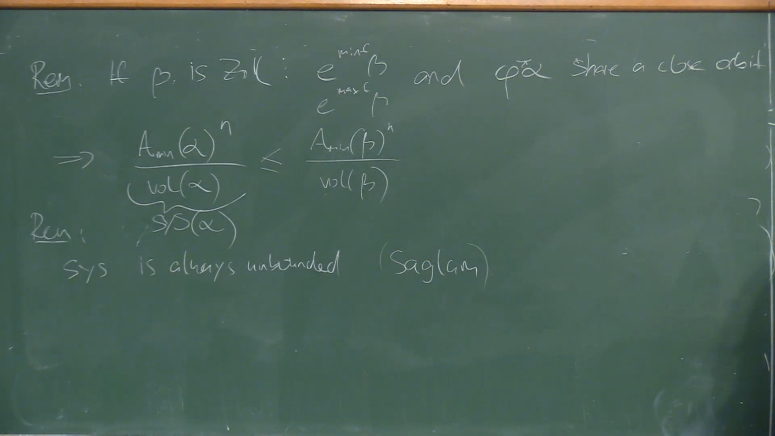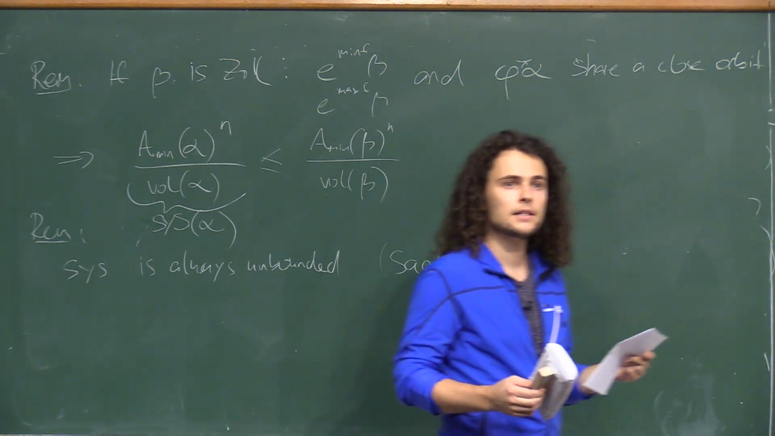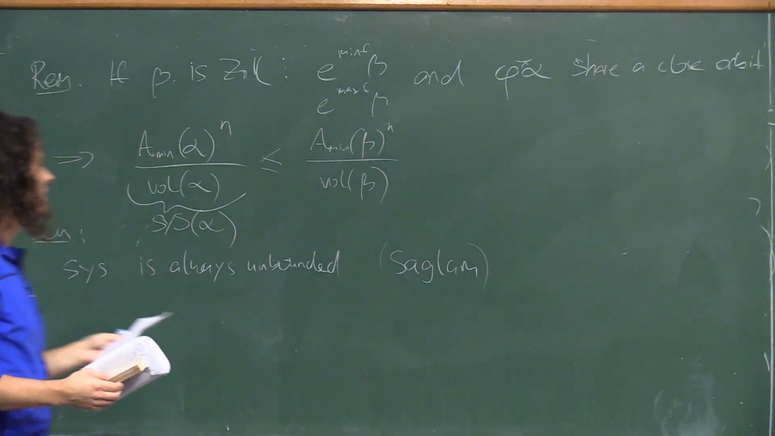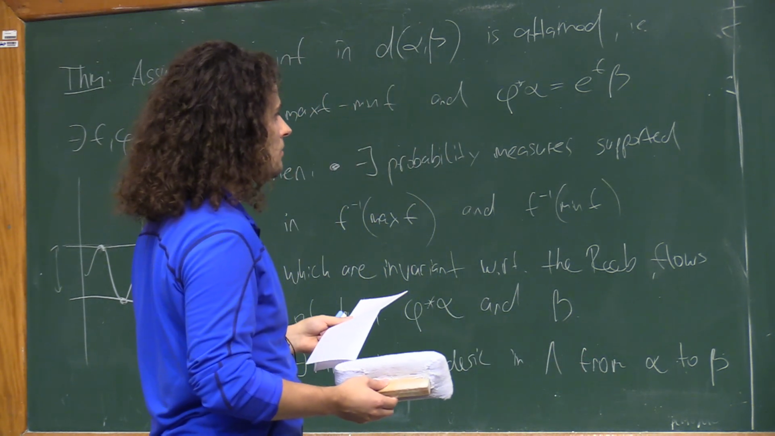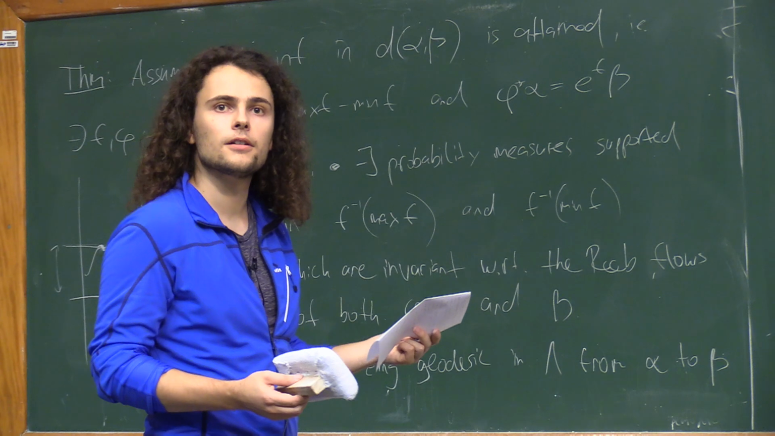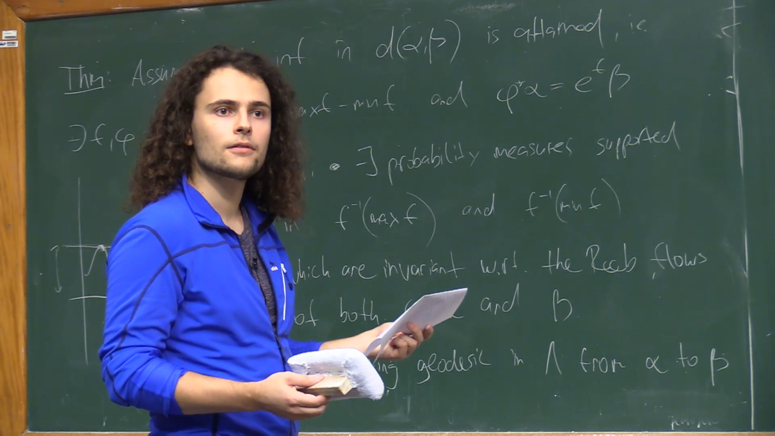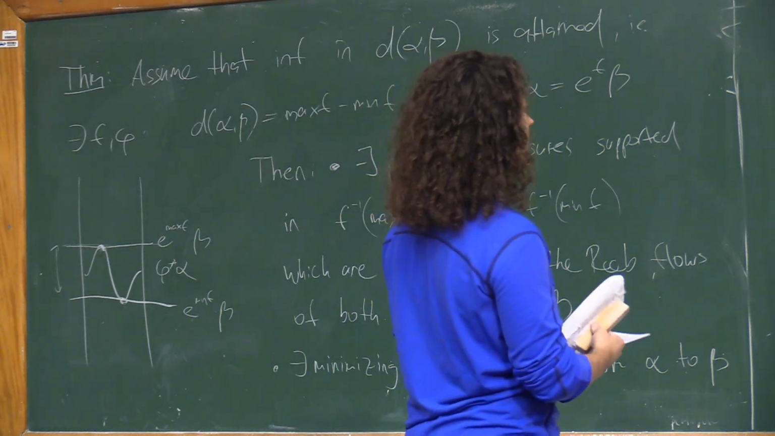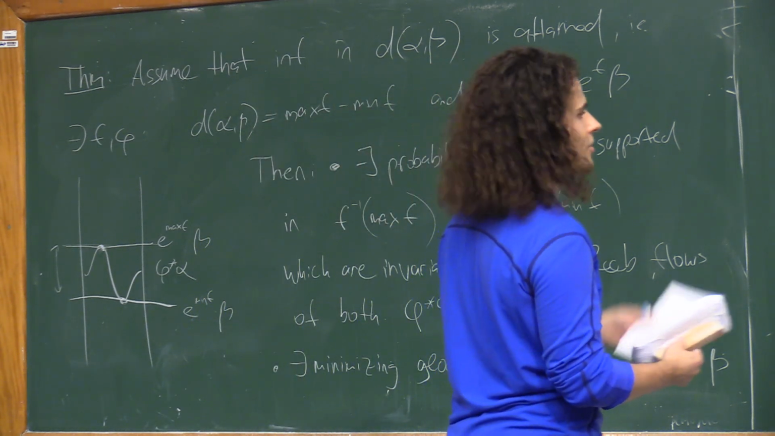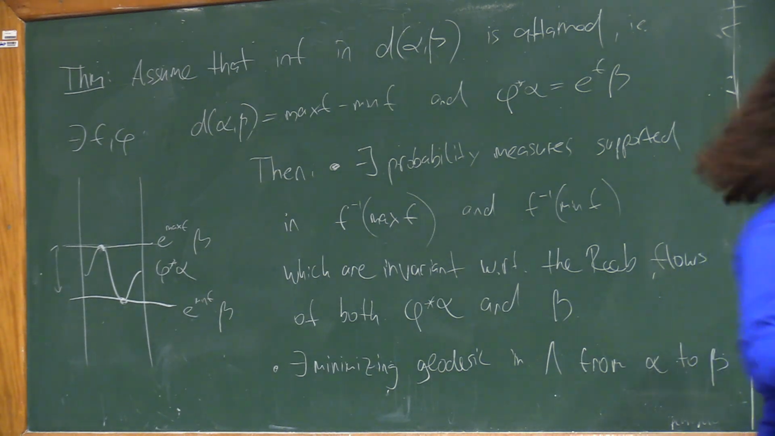Could you repeat how you use Zoll and not Besse? Well, maybe Besse is actually enough. Yeah, could be enough. Yeah, I just said Zoll because I was always thinking about Zoll things, but.